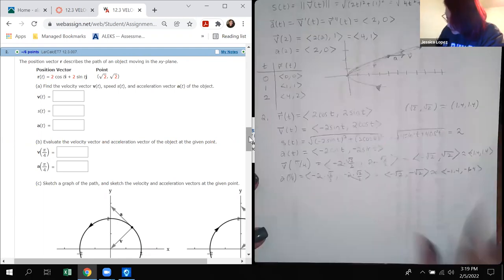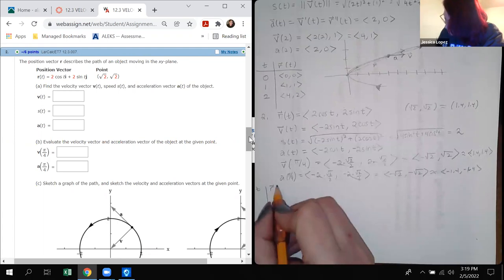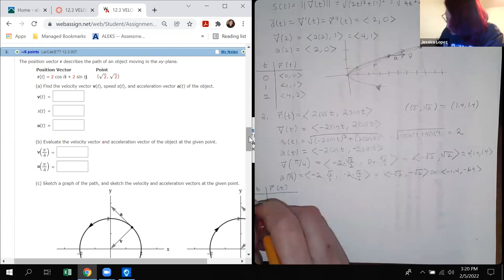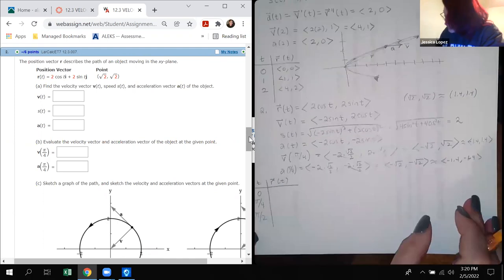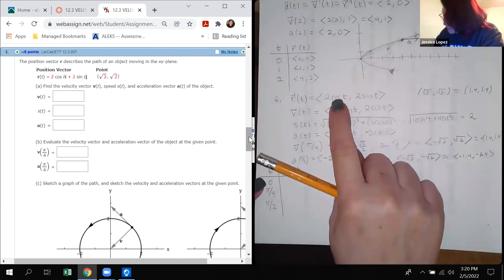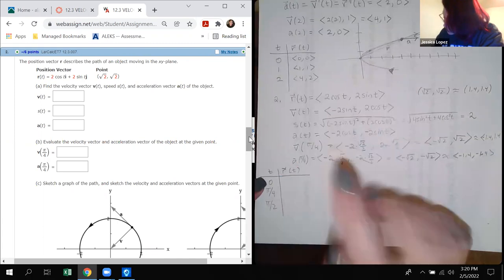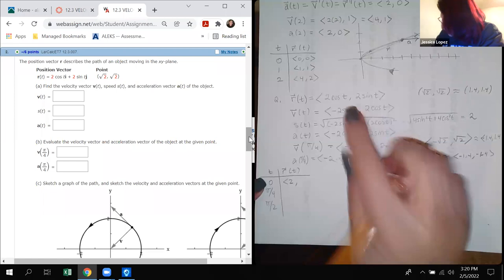Okay, so then the graphing part. What direction is it going in? Let's go see our table. So if we have 0 and then pi over 4 and then pi over 2, that should be enough for us to get the direction. So if I plug 0 into here, cosine of 0 is 1. 1 times 2 is 2. Sine of 0 is 0 times 2 is still 0.